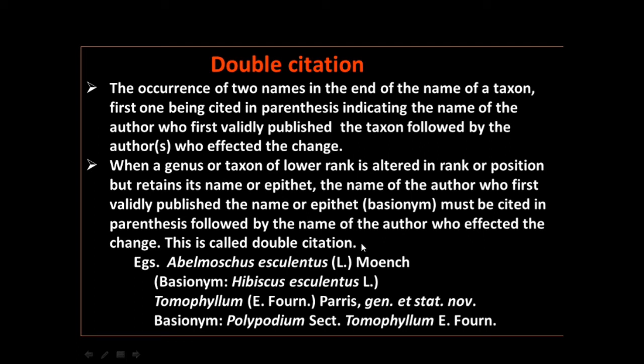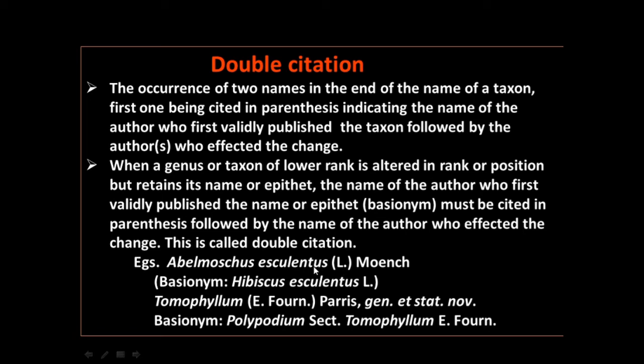So double citation is citing two authors simultaneously, and this occurs when a new combination is made or when the rank of some taxa is changed. For example, when the species Hibiscus esculentus is transferred from Hibiscus to a new genus Abelmoschus, and a new combination is made, Abelmoschus esculentus.